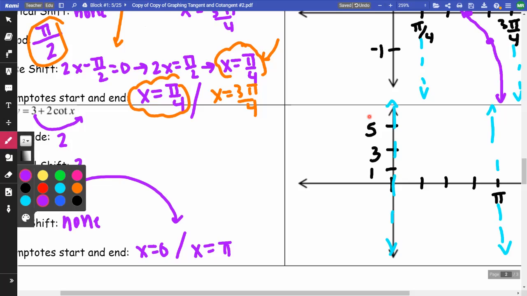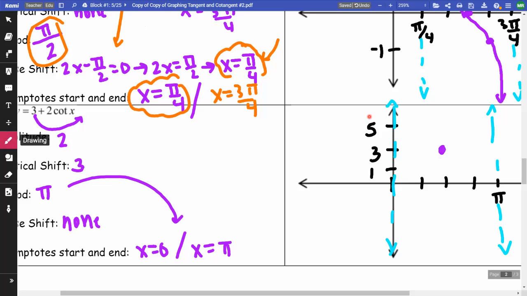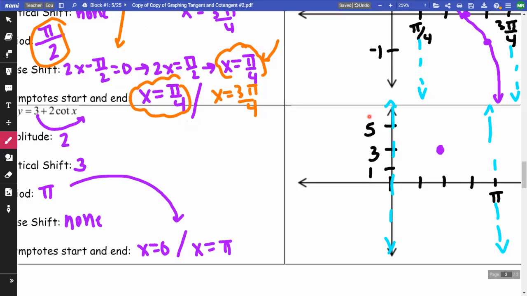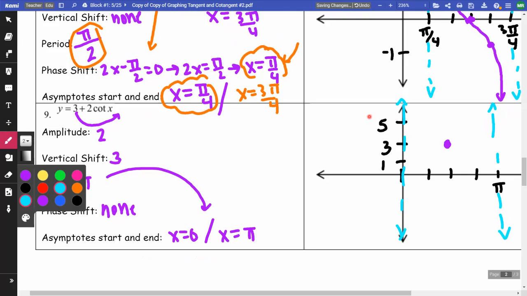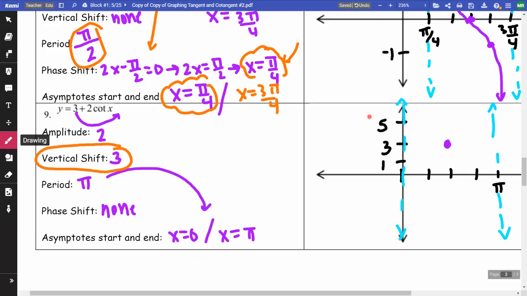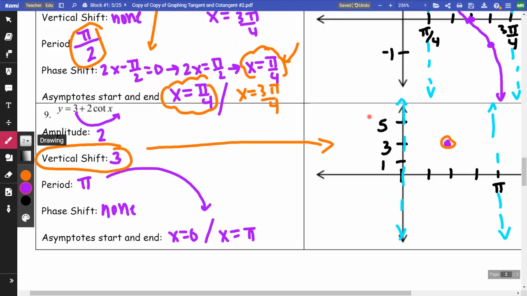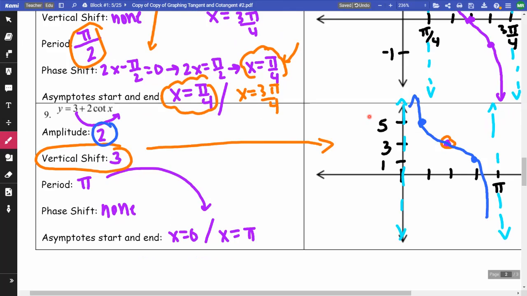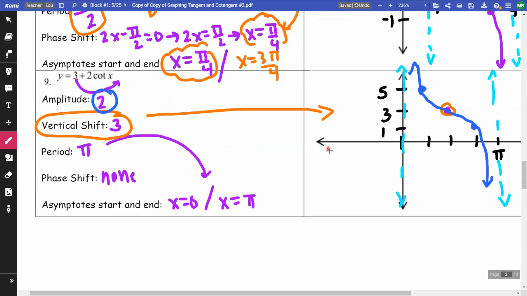This is a positive cotangent, but my 0 is really at a height of 3 because that is where my vertical shift is. So this vertical shift here, that is going to make my 0 be here. And then my amplitude of 2 means I'm going to start 2 above and then I'm going to be 2 below. And there is my cotangent. So hopefully this helps you guys out.